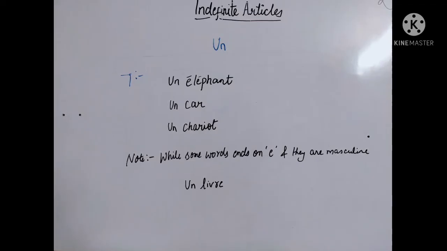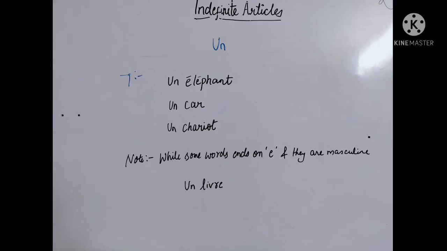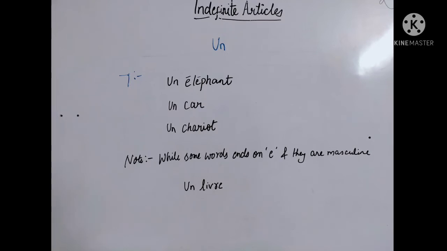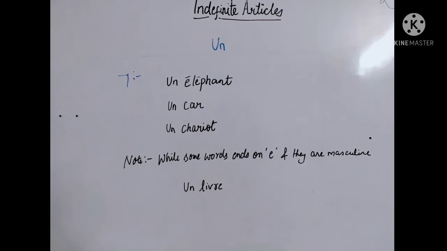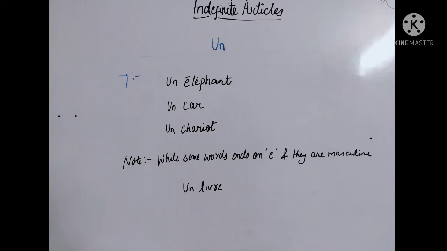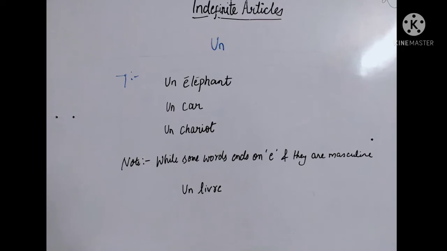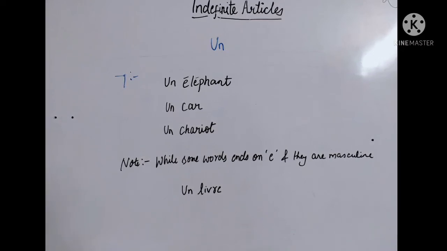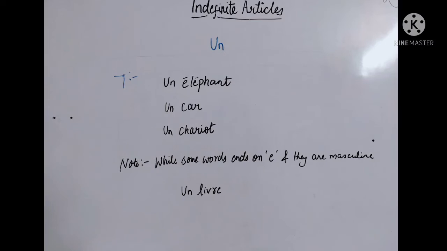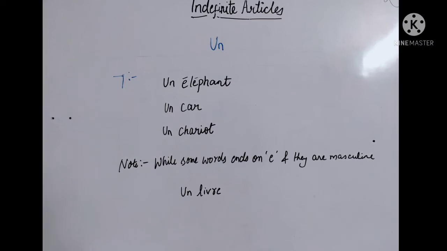Un is used for masculine persons or objects. Let's have a look at the examples. Un éléphant, an elephant. Un chat, a cat, a chair, a car, a trolley.